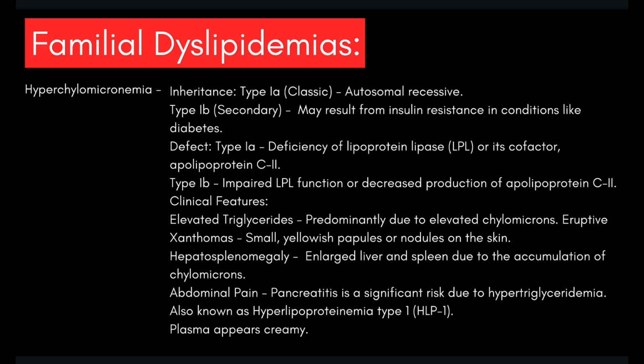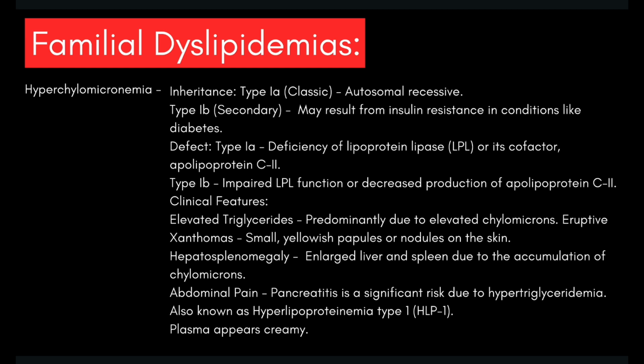The main clinical features seen in hyperchylomicronemia are elevated triglyceride levels, predominantly due to elevated chylomicrons, eruptive xanthomas, which are small yellowish papules or nodules on the skin, hepatosplenomegaly, which is basically an enlarged liver and spleen due to accumulation of chylomicrons, and abdominal pain due to pancreatitis, which is a significant risk due to hypertriglyceridemia.